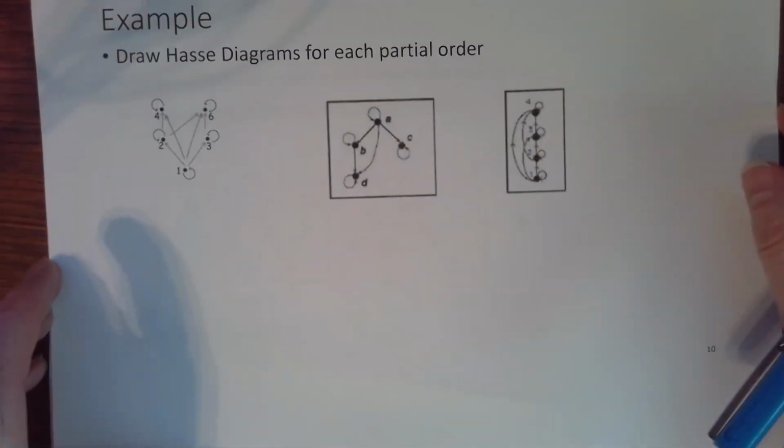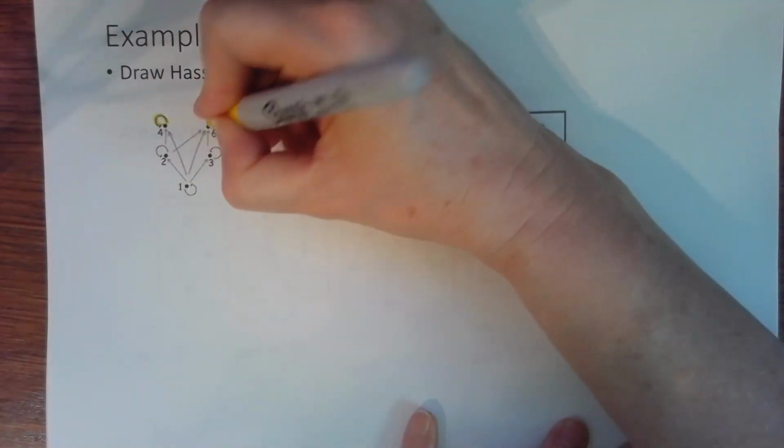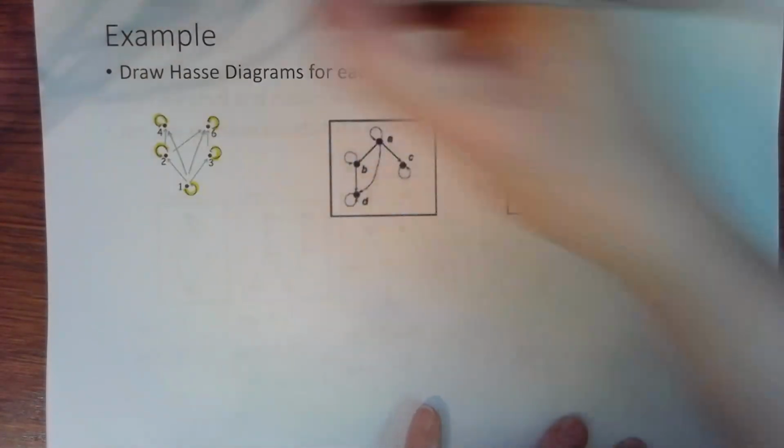Okay, so let's say we were given a digraph representation of a partial order and we wanted to find the Hasse diagram to simplify it. So the first thing we want to do is eliminate all the self loops because we know every partial order is reflexive. That is implied. So I can get rid of these self loops.